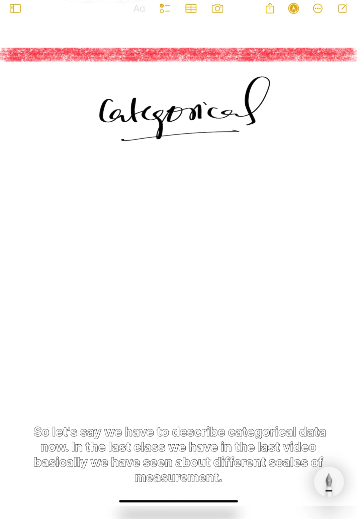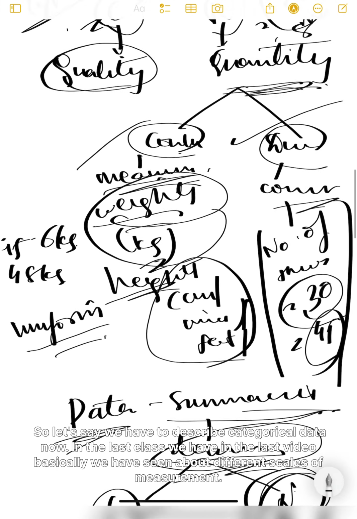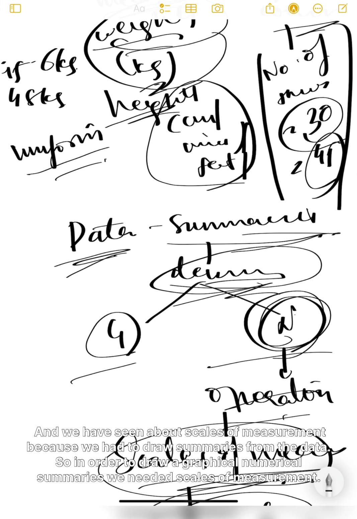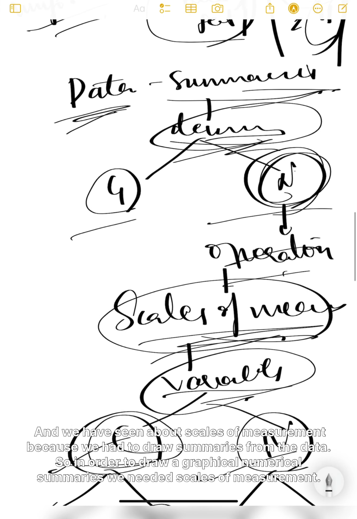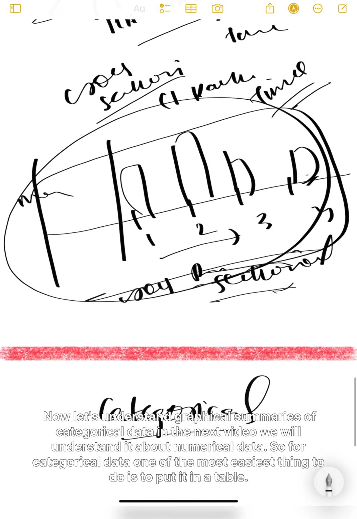So let's say we have to describe categorical data now. In the last video, we saw different scales of measurement, and we looked at them because we had to draw summaries from the data. In order to draw graphical or numerical summaries, we needed scales of measurement. Now let's understand graphical summaries of categorical data. In the next video, we'll look at numerical data.